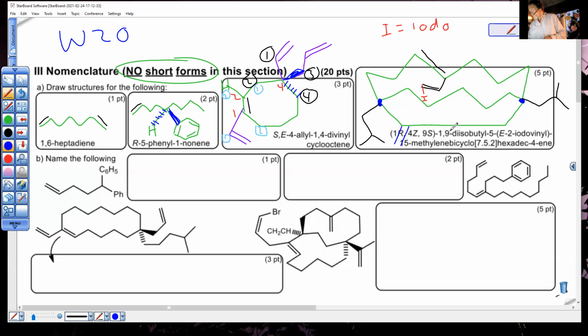Do we have all the groups? 2 isobutyls, iodovinyl, methylene, check. Stereocenters, 1 has to be R. And the stereocenter priorities go: CH2 that then goes to a branch carbon is number 1. CH2, CH2, oh, it's a tricky one. CH2, CH2, C with 2 bonds to C. Oh, that one, I got the 1 wrong.